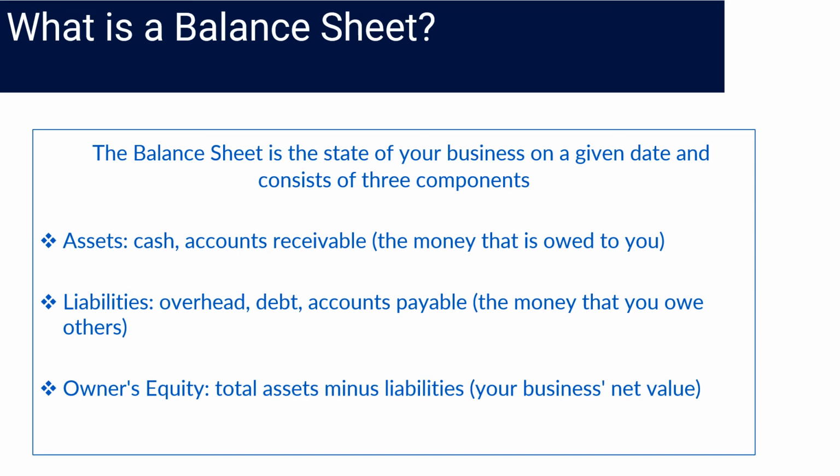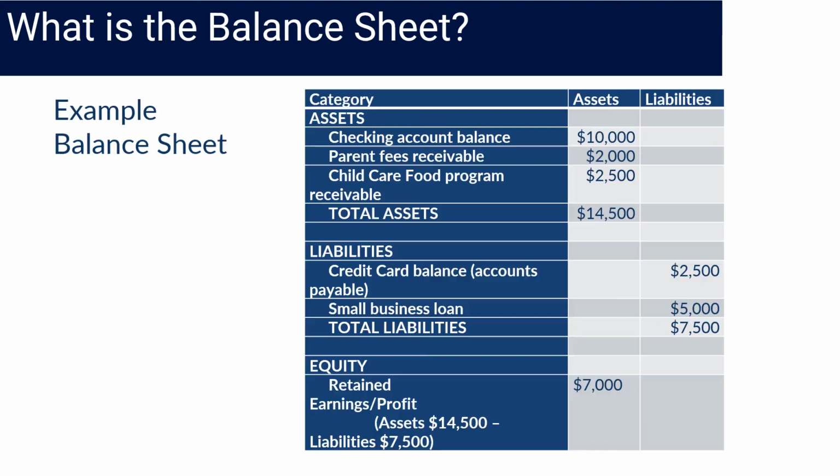The balance sheet gets its name from being in balance. Specifically, the owner's equity equals the total assets minus liabilities. This is your net value. Let's look at Luz's balance sheet for last week. In this case, Luz had a good amount of assets, including cash in her bank account and funds receivable. She owes some money on her credit card and has a business loan, but even with those debts, she would still have $7,000 left over in earnings. That is, assets of $14,500 minus liability of $7,500 equals $7,000.